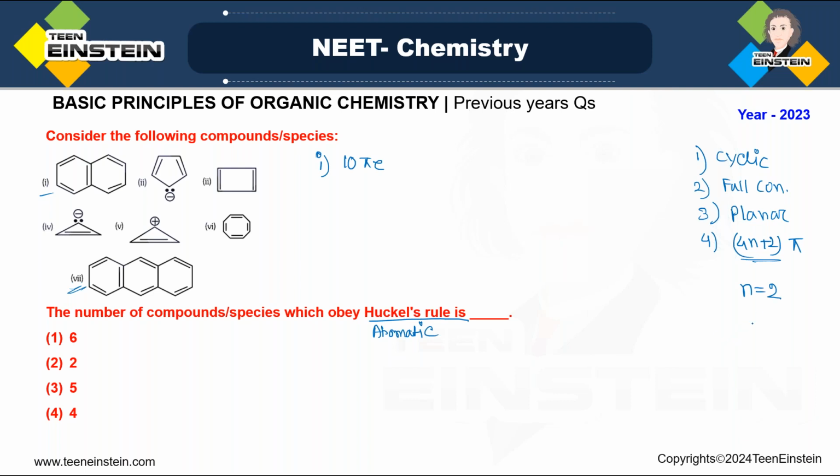Now it is planar, it is cyclic, and throughout this whole ring there is conjugation possible. So all the conditions are fulfilled. So that means this should be aromatic. What about the second molecule?